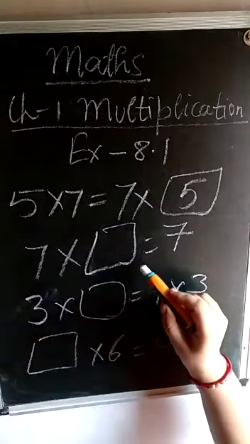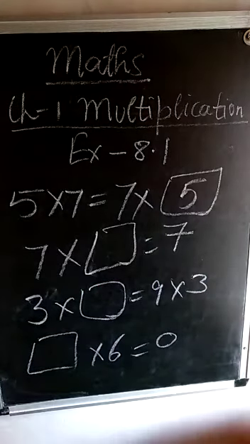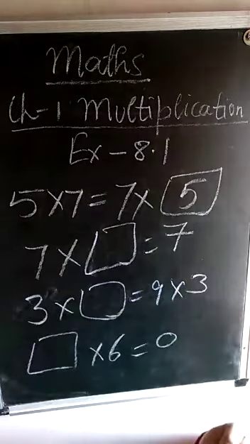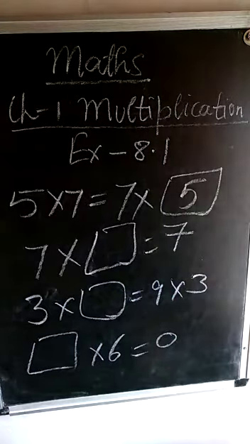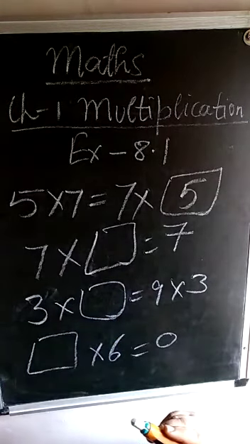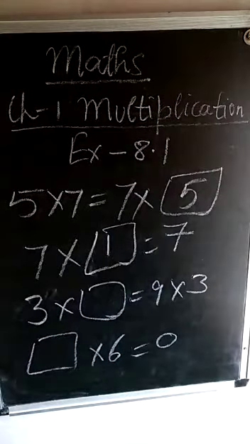Now come to your second sum, that is 7 into dash is equal to 7. Now children, you think which number should be here so that the answer will be the same number. But I have told you before that whenever I multiply any number by 1, the answer will be the same number. That means here I will write 1.